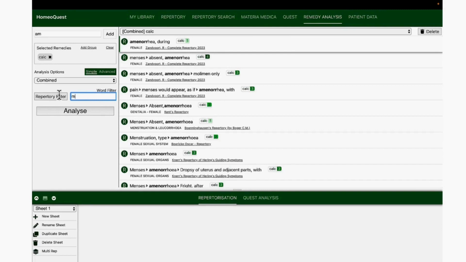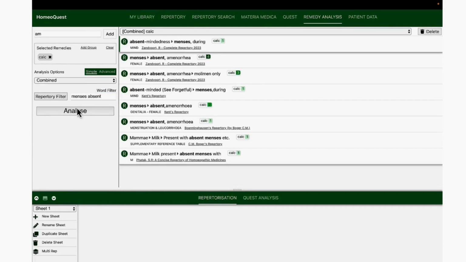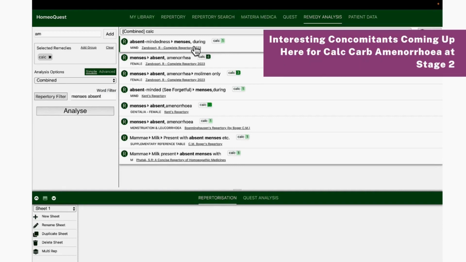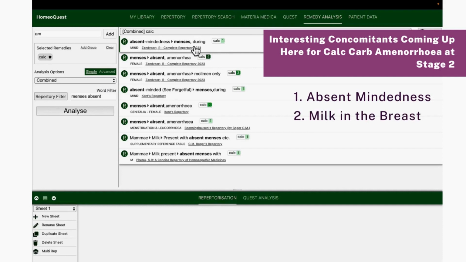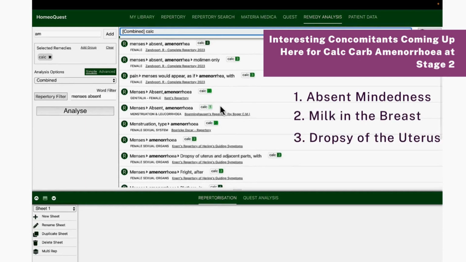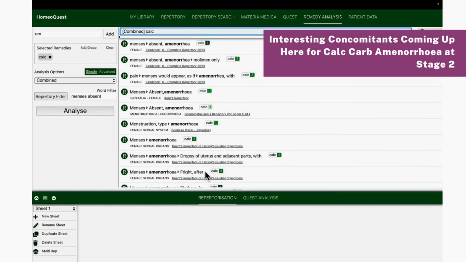Let's put in another word, mens is absent, and analyze. Well, we have some more information here. We have mens is absent, milk present in the mammae with mens is absent, or absent-mindedness with mens is absent. So can you see you have some interesting concomitants coming up here? We have absent-mindedness, we have milk in the breast, dropsy of the uterus, and we have fright. So we have 4 key concomitants coming up.